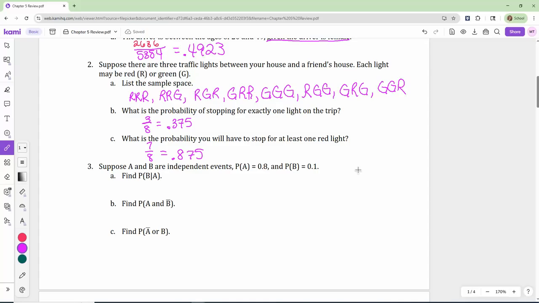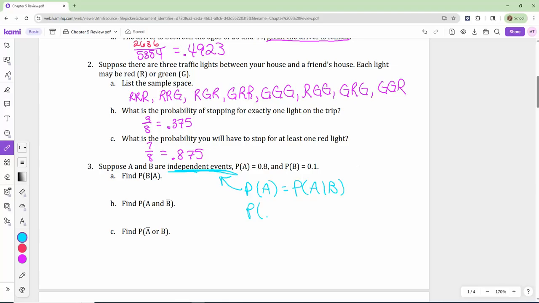Number 3. These are sometimes harder just because I don't have actual numbers or a sample space to look at. I have to use formulas here. So if A and B are independent events, what does it mean if I say something is independent? The probability of one happening is the same even if the other one happened. And that would work for both.